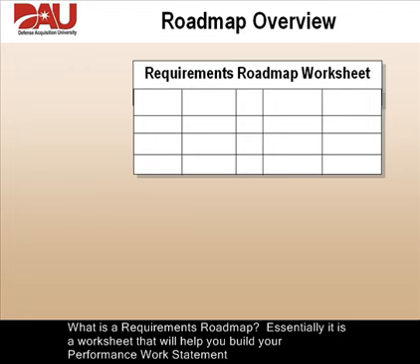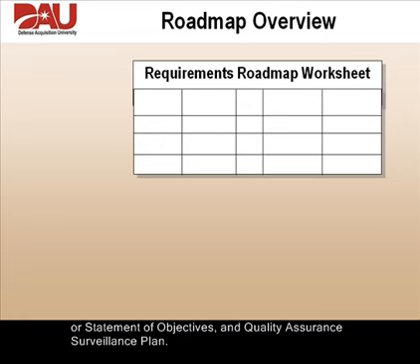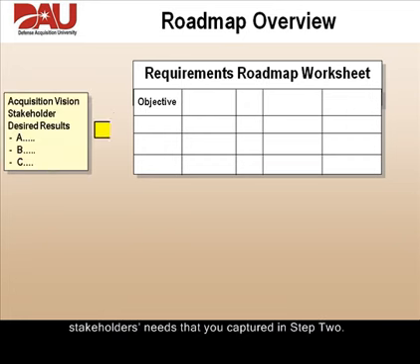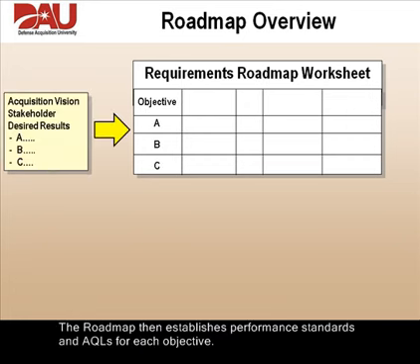What is a requirements roadmap? Essentially, it is a worksheet that will help you build your performance work statement or statement of objectives and quality assurance surveillance plan. The roadmap captures the main performance objectives that are directly linked to your vision, mission, and stakeholders' needs that you captured in Step 2. The roadmap then establishes performance standards and AQLs for each objective.